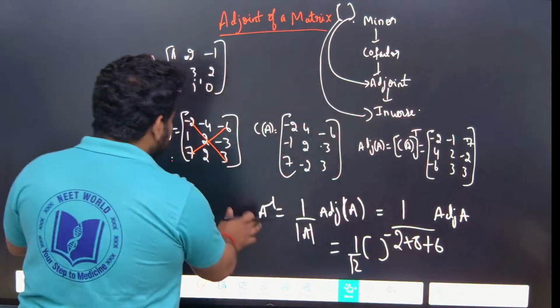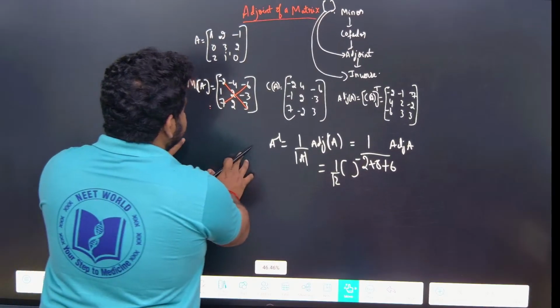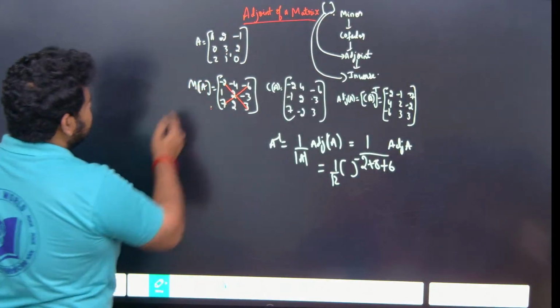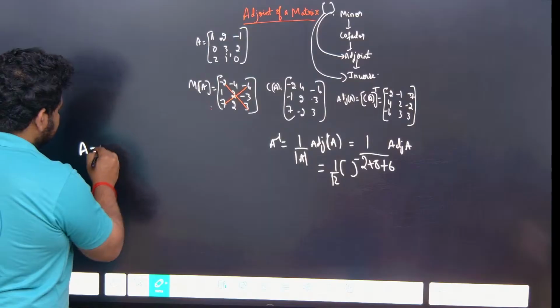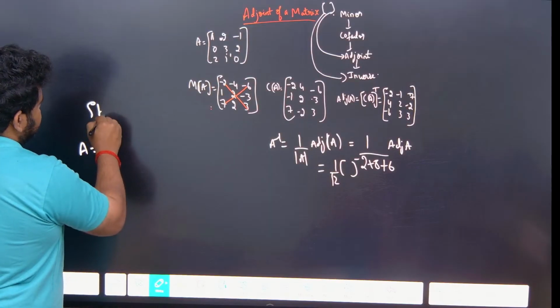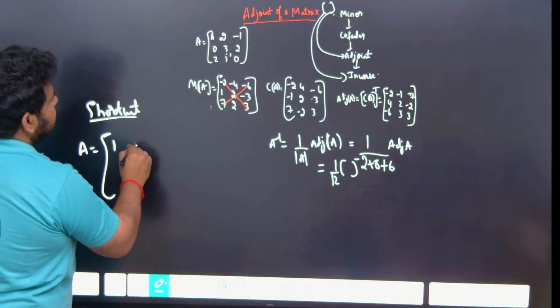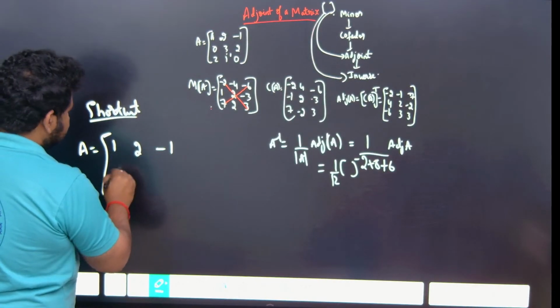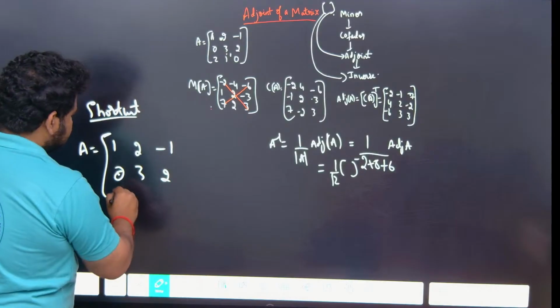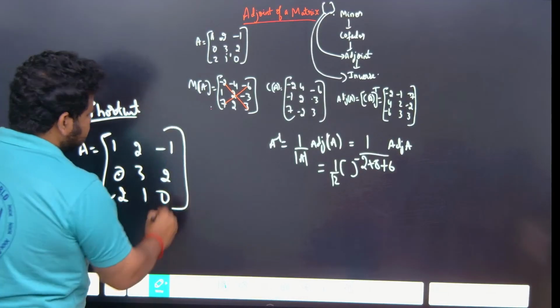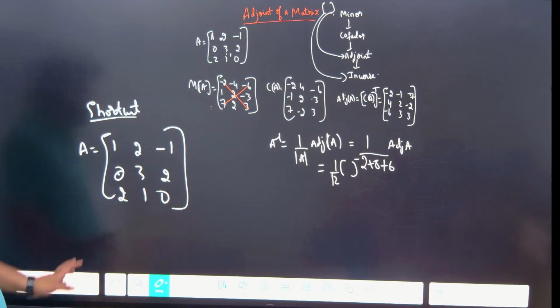This I told you how to get it normally. Now, see here, same matrix, let us take it. What is given? Shortcut we will use. A is equal to what is it? 1, 2, minus 1, 0, 3 and 2. This will be 2, 1, 0.